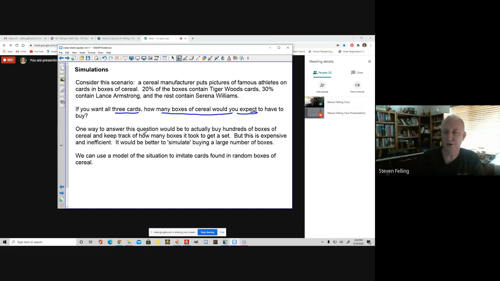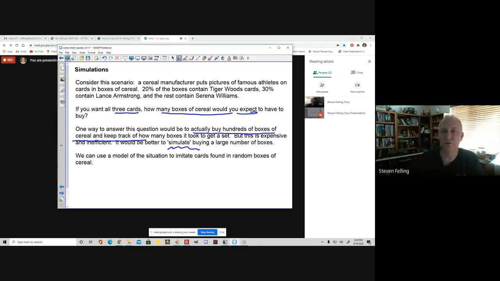So one way to answer this question would be to actually go out and buy hundreds of boxes of cereal and try this over and over and over again to get a dot plot like we did, and then figure out the mean or the median of that, right? But that's really expensive and time consuming to have to buy and then open up all these boxes. So instead, we're just going to simulate buying a large number of boxes of cereal. Okay, so here's how we'll do that.